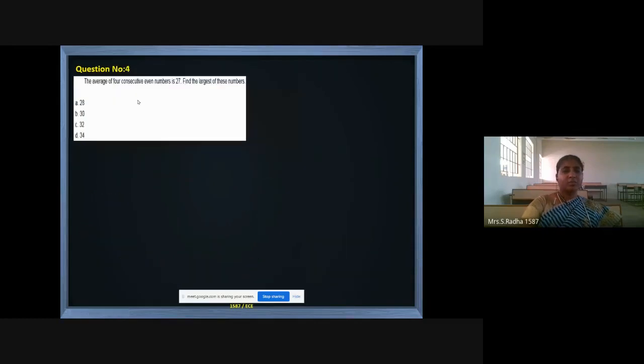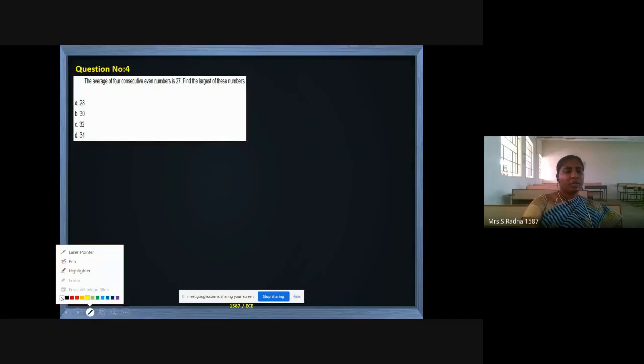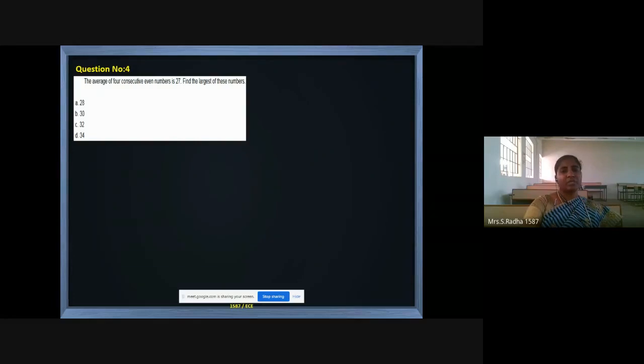I am going to the next problem. You can read the problem. The average of 4 consecutive even numbers is 27. Find the largest of these numbers.